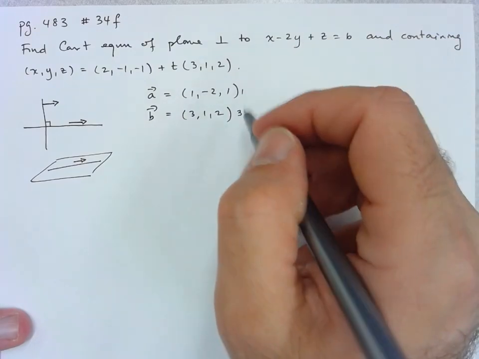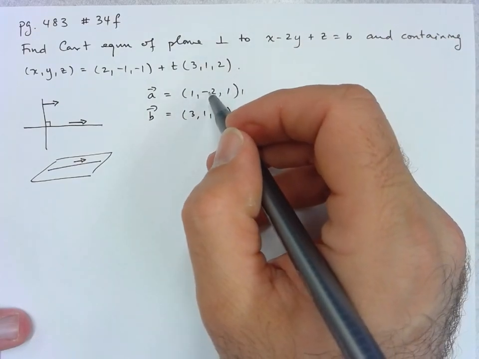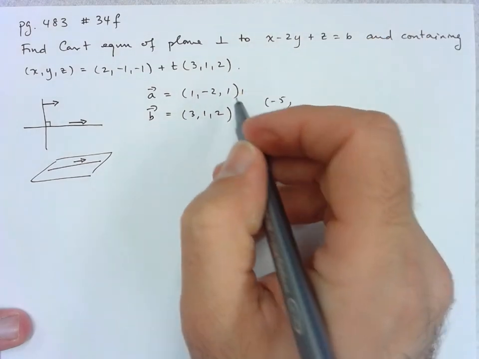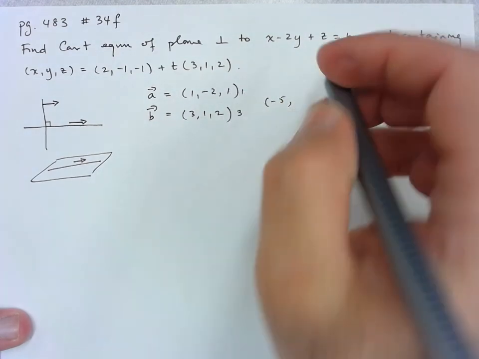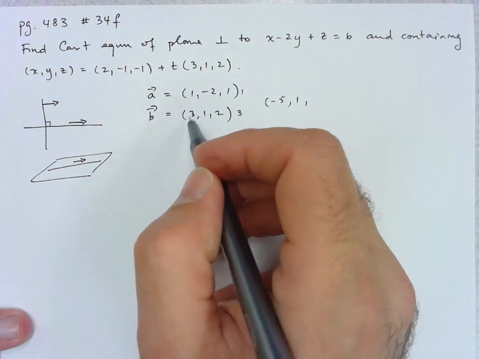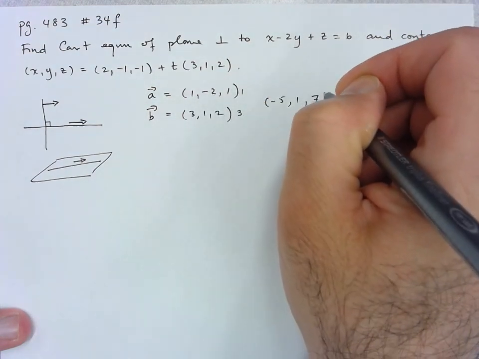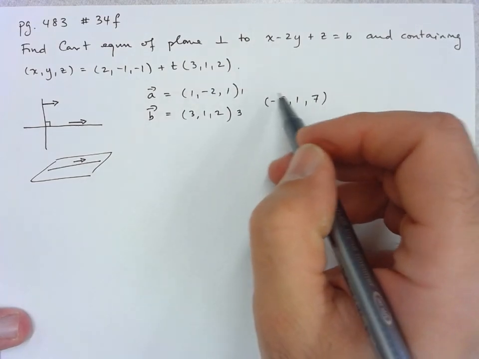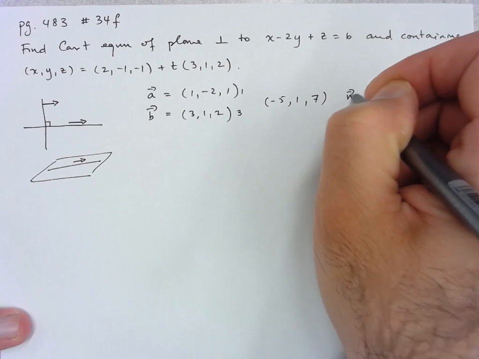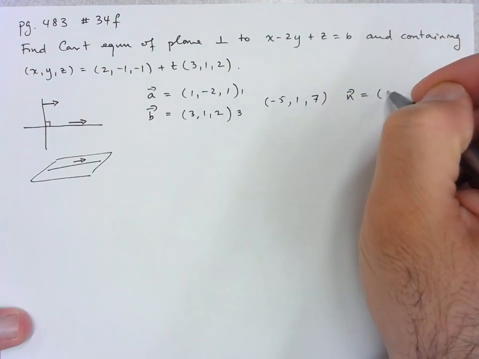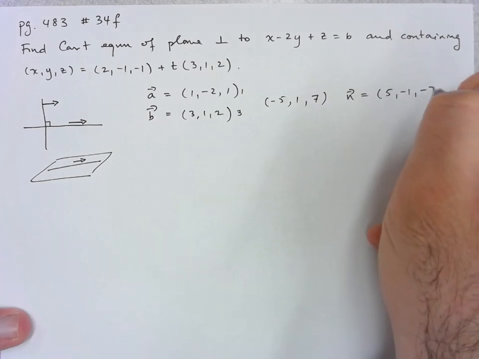So here we have -4 minus 1 is -5, and then 3 minus 2 is 1, and here we have 1 plus 6 is 7. Since I'd prefer having a positive leading coefficient, I'll choose as my normal vector to just multiply this by -1 and use 5, -1, -7.